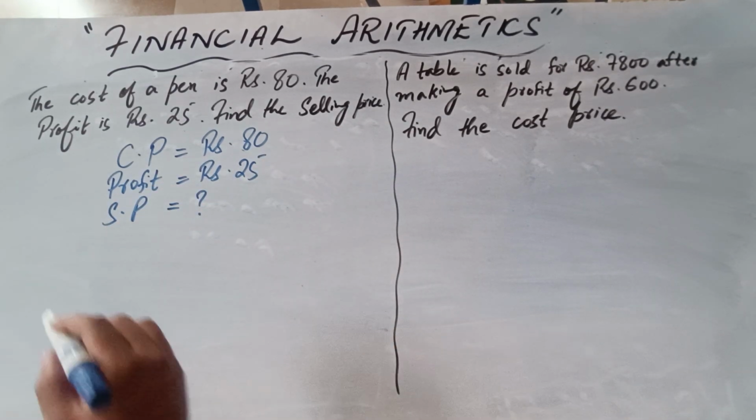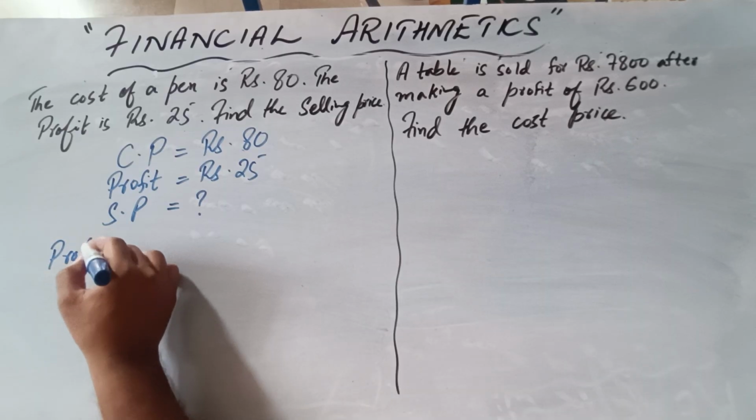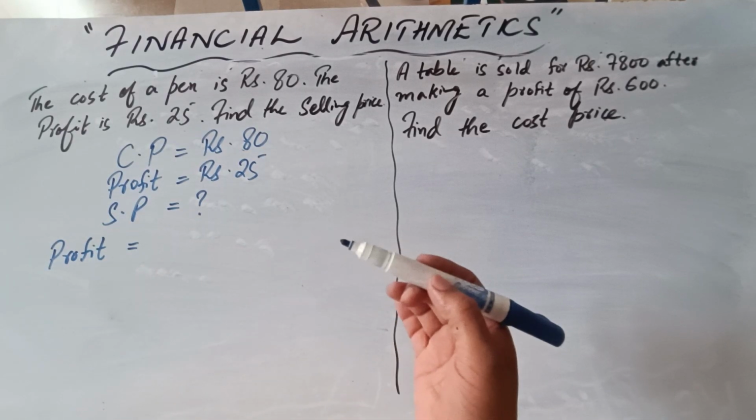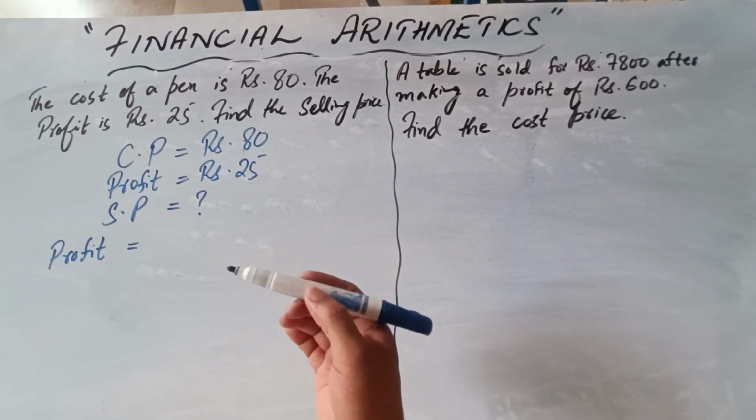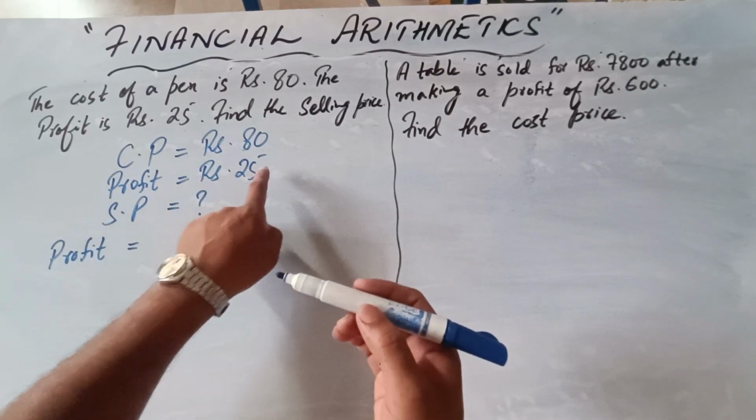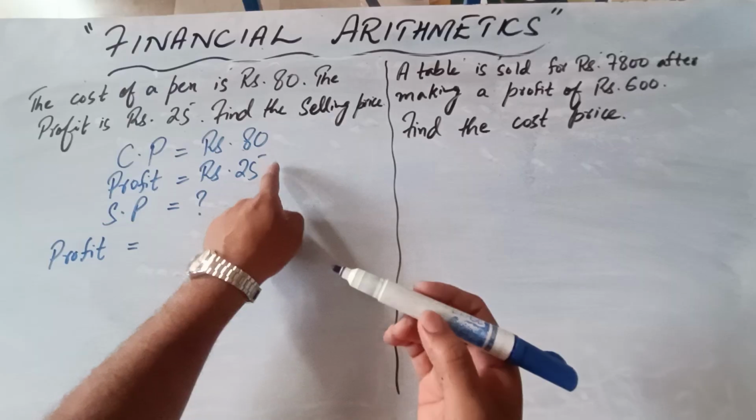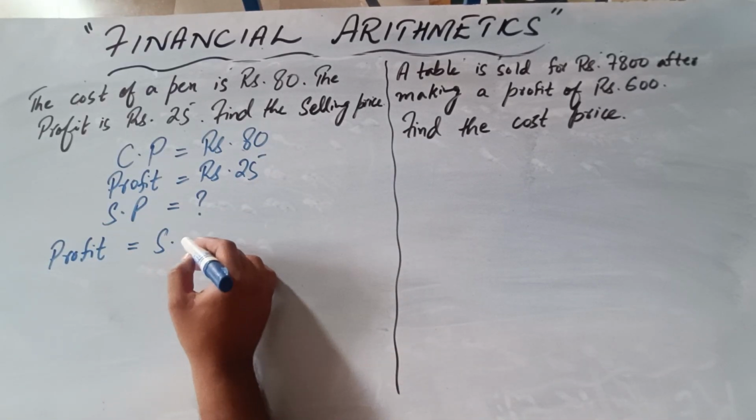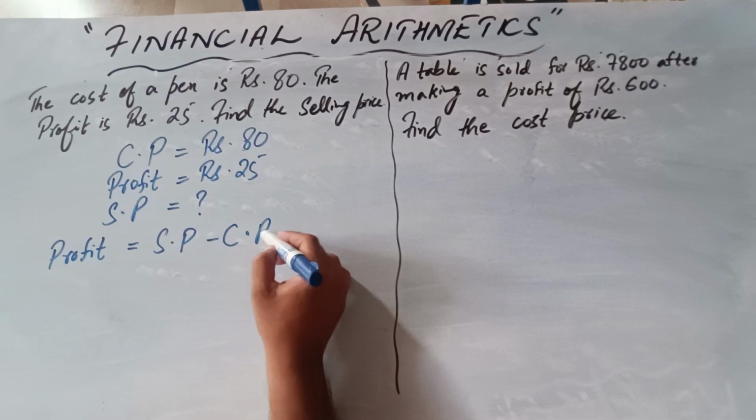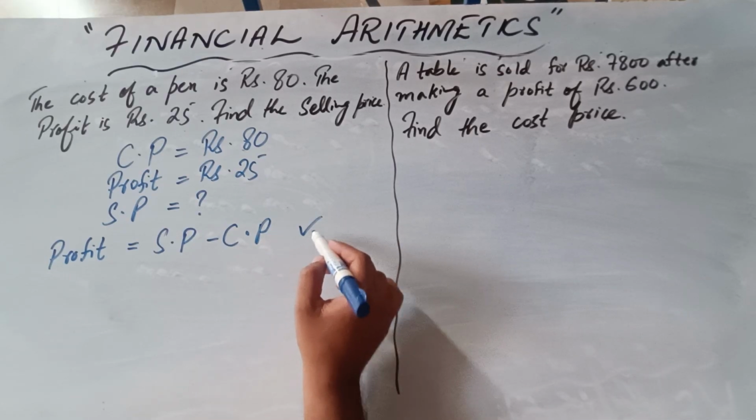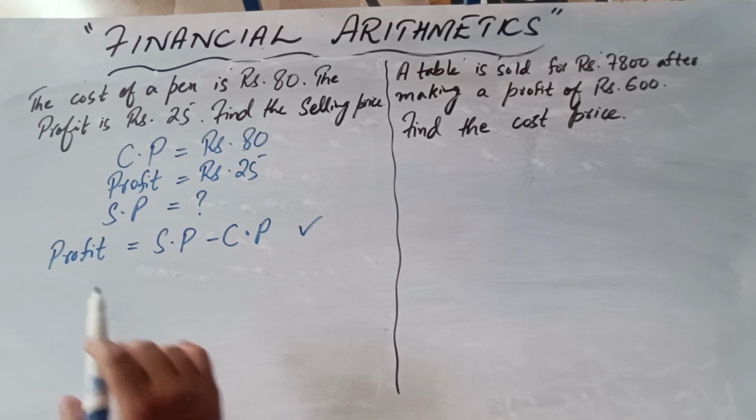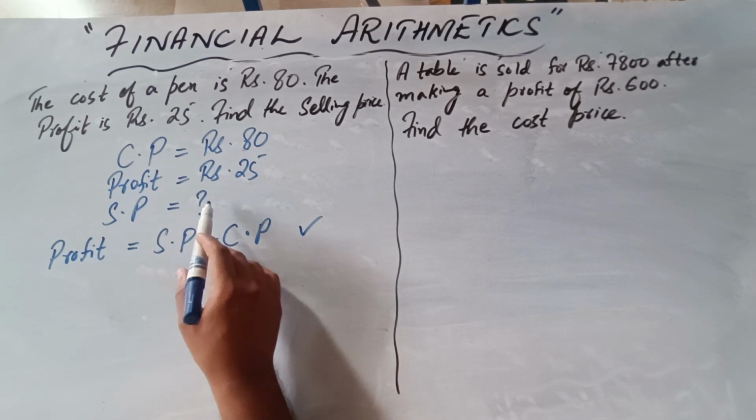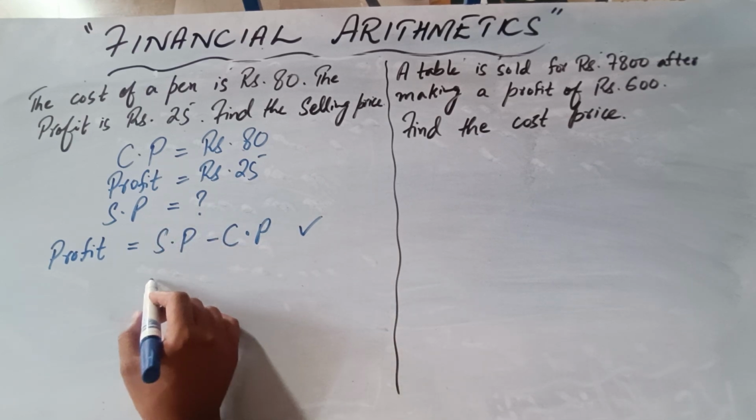Now we will apply the same formula of profit. You do not need to learn or get confused about how to find SP, whether we subtract profit from CP or CP from profit. As you know, profit is equal to SP minus CP. Keep this clear in your mind first of all: when does profit happen? When selling price is more than cost price. Now we need to find the selling price.